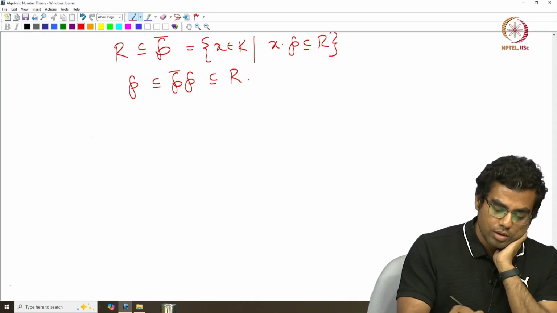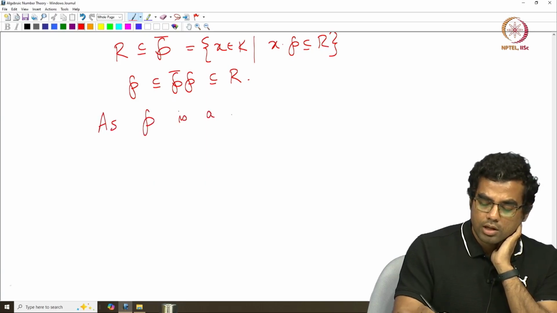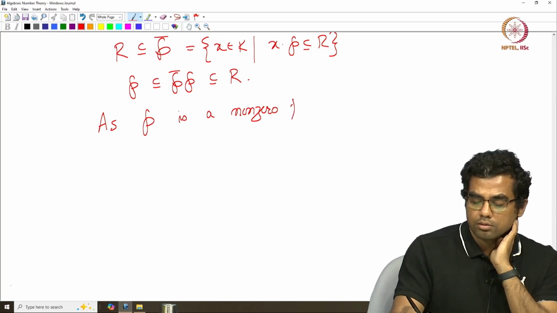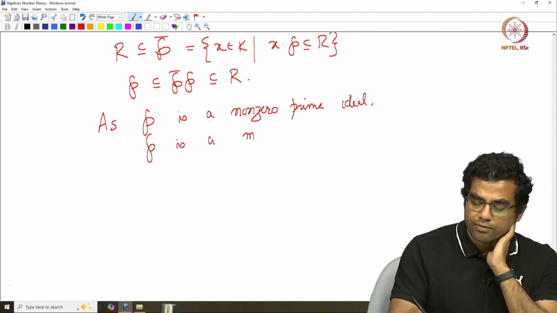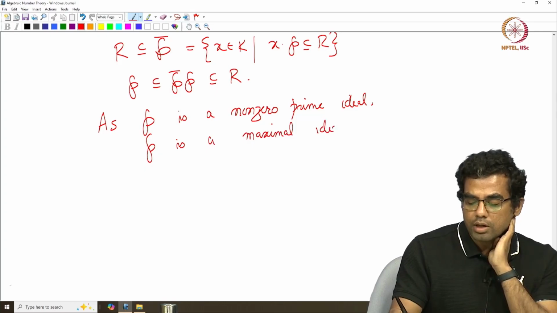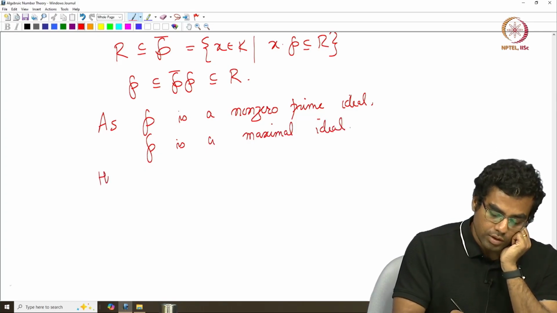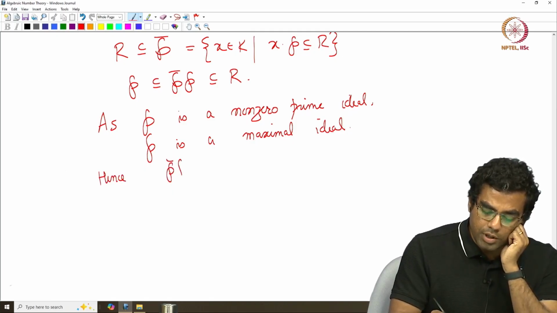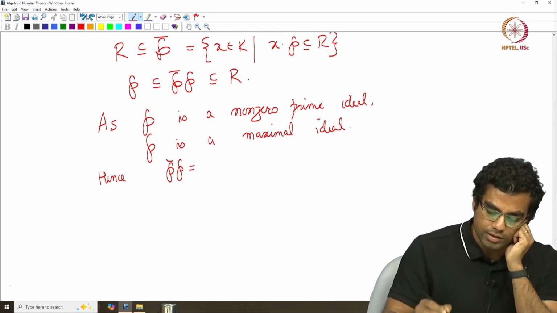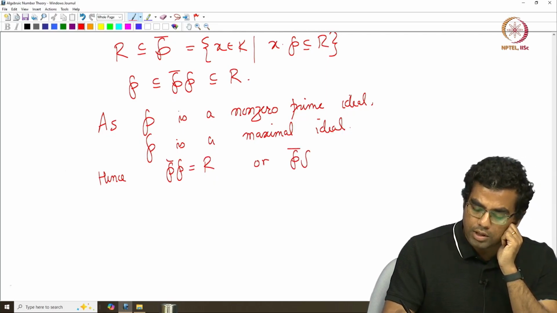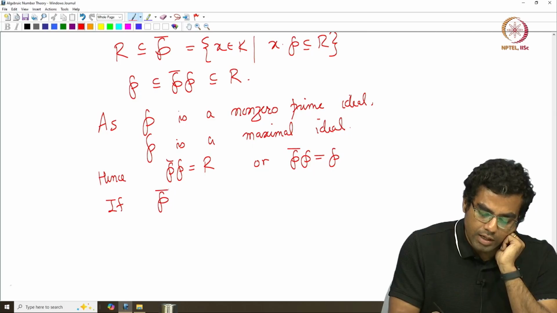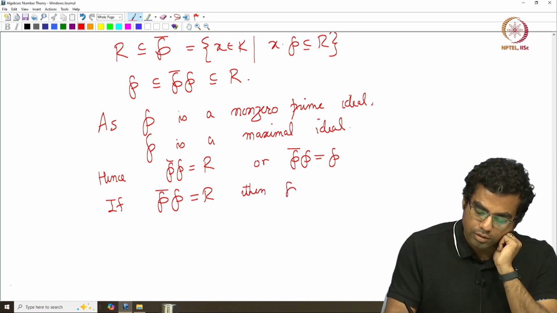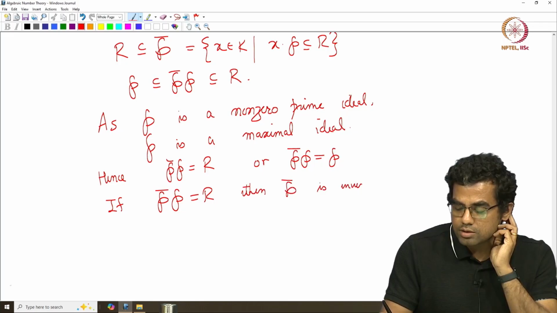Now, as P is a non-zero prime ideal, P is a maximal ideal. That is the definition of being a Dedekind domain. So, there are two cases. Hence P bar P is equal to R, or P bar P is equal to P. These are the only two possible cases. In the first case we are done. Then P bar is the inverse.